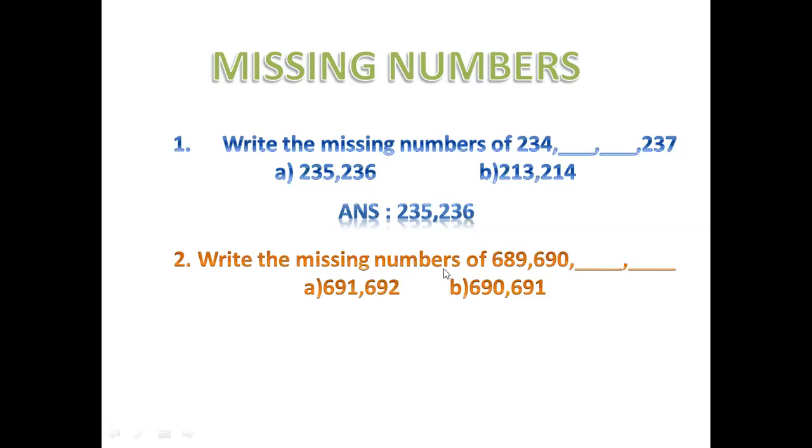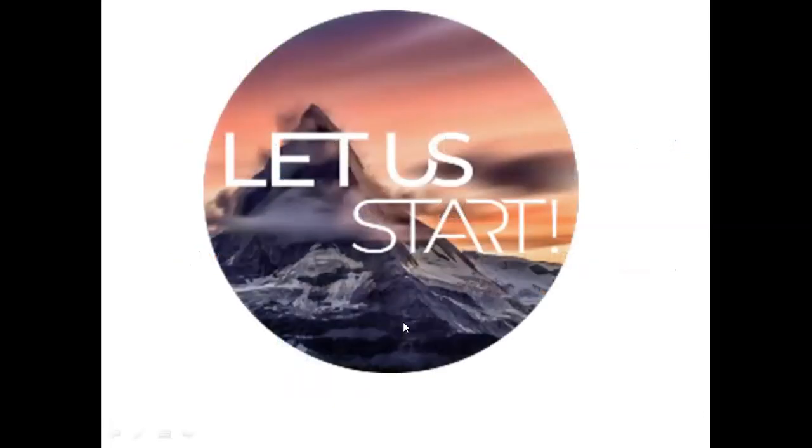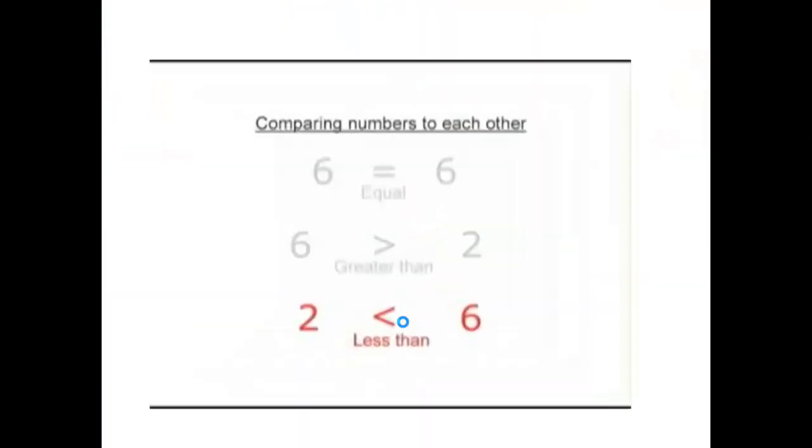Write the missing numbers of 689, 690 and then two blanks are there. 689 and 690. What will come after that? 691, 692 or 690 and 691? What is the correct answer? 691 and 692. Very good. So let's start with today's topic.